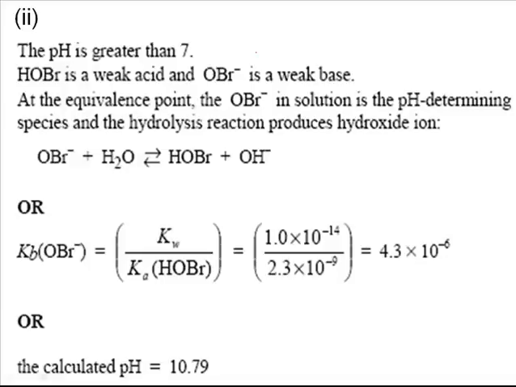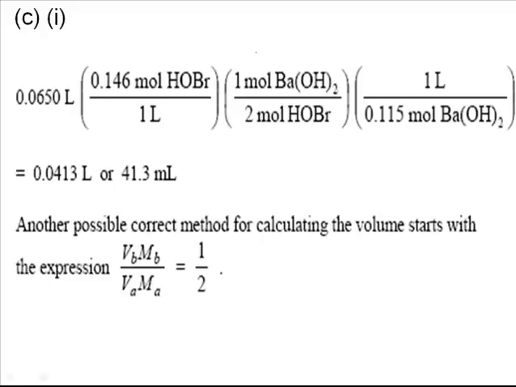This one. They were doing the KA-KB relationship. KW equals KA times KB, to get the KB. But yeah, Ed, you could use Henderson-Hasselbalch.